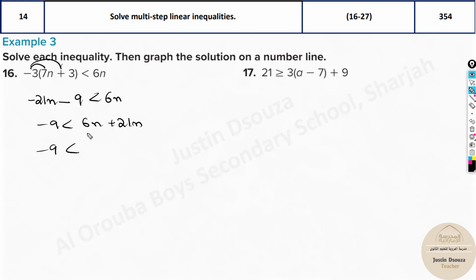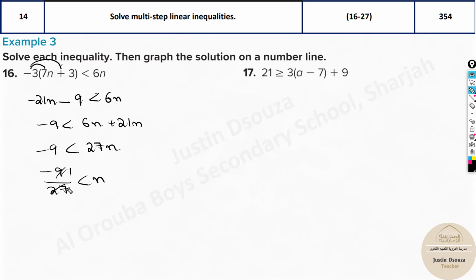What happens? Minus 9 remains here. 6 plus 21 is 27n. Now divide both the sides by 3. Sorry, what am I saying? Not both the sides by 3. What do you want here? You want to remove this 27. Take it to the other side or divide both the sides by 27. So I'll just take it down over here. It will be minus 9 less than 27n.